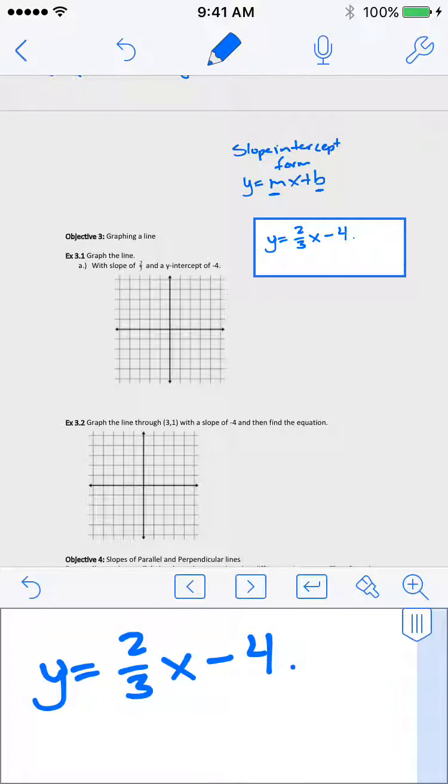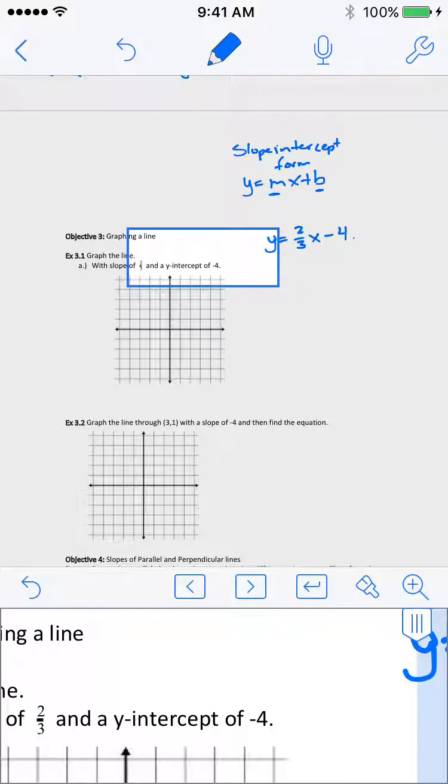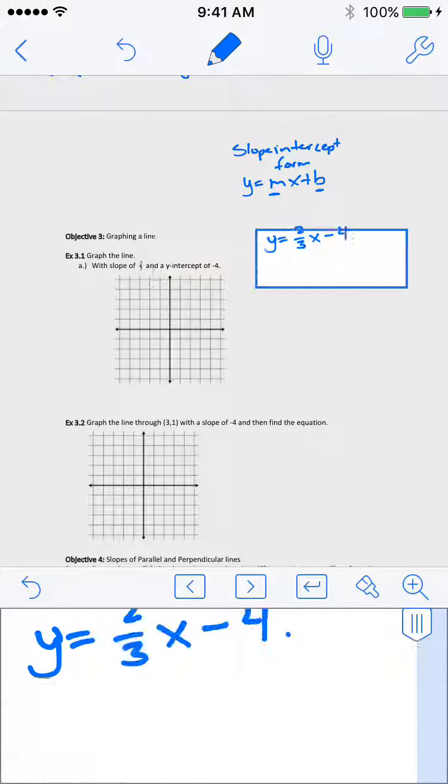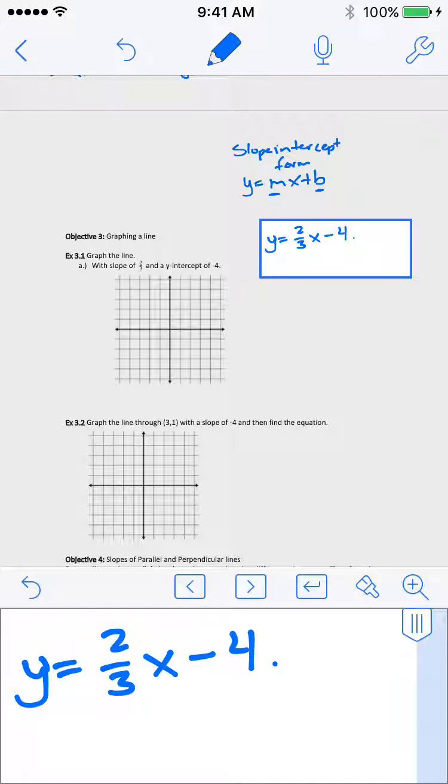Now you might be thinking, how can the y-intercept be -4? That doesn't make much sense, right? Because our y-intercept should be a point on the graph. It shouldn't be a number. It should be an ordered pair. So how can we convert this y-intercept of -4, this b of -4, into something that actually makes sense?